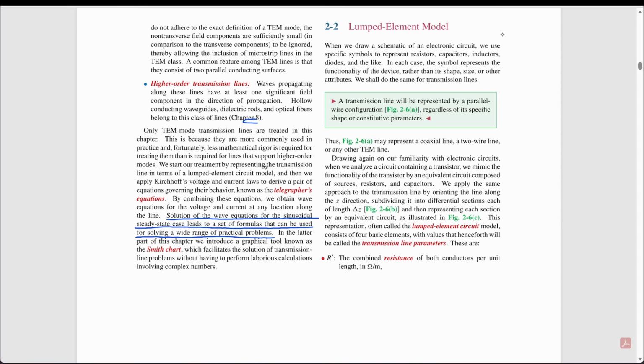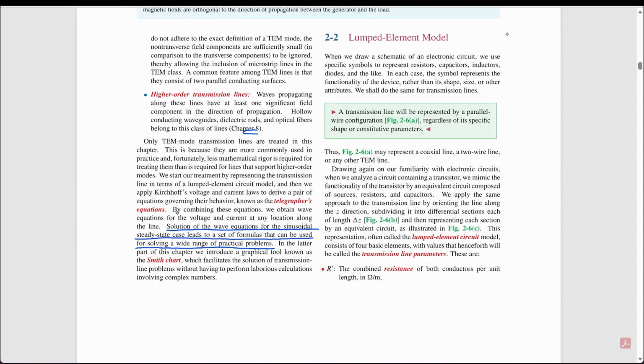We start our treatment by representing the transmission lines in terms of a lumped element circuit model, and then we apply Kirchhoff's voltage and current laws to derive a pair of equations governing their behavior known as the telegrapher's equations. By combining these equations, we obtain a wave equation for the voltage and current at any location along the line. So we'll obtain a voltage equation and a current equation similar to the wave equation, and we could get the voltage or current at any location on the line. Solution of the wave equations for the sinusoidal steady-state case leads to a set of formulas that can be used for solving a wide range of practical problems.